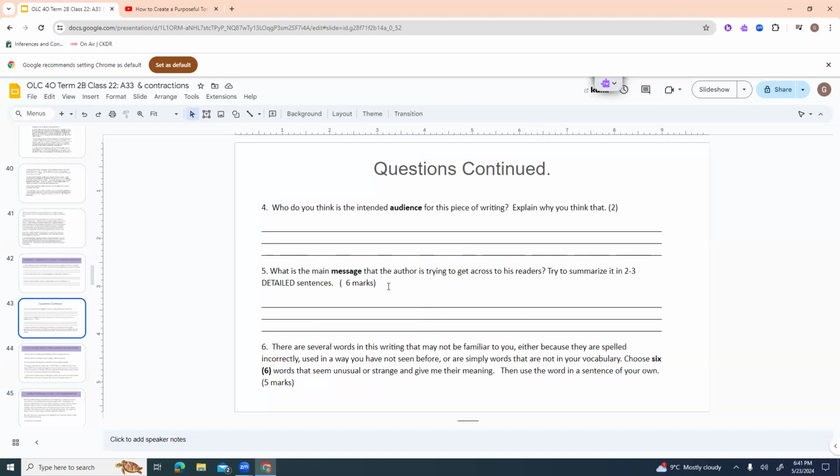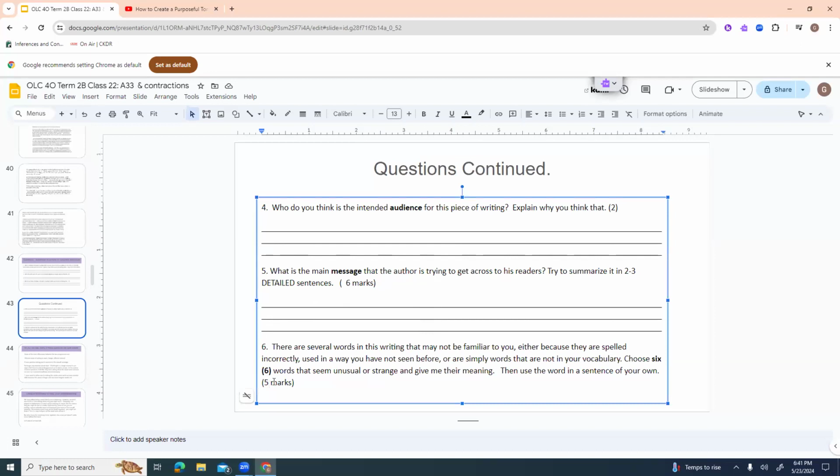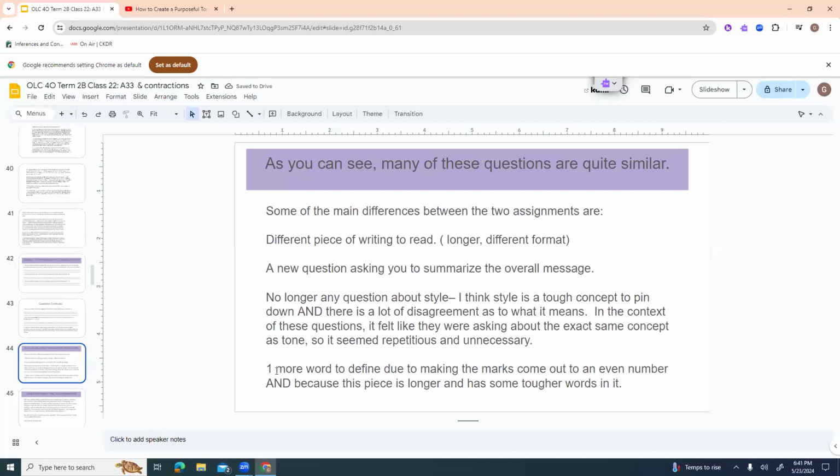And then number 6 is basically just talking about vocabulary again. There are several words in this writing that may not be familiar to you. Pick 6 words that seem unusual or strange and give me their meaning, and then use the word in a sentence of your own. And that, by the way, is 6 marks, not 5 marks. As you can see, many of the questions were quite similar. The main differences between the 2 assignments are, 1, it's a different piece of writing to read, it's longer and has a different format.